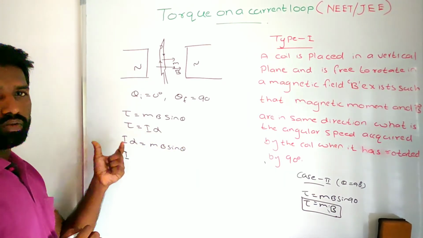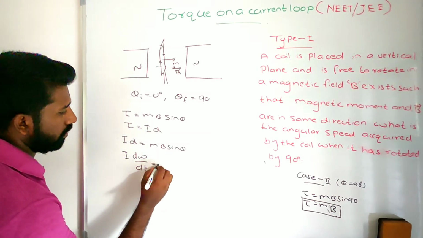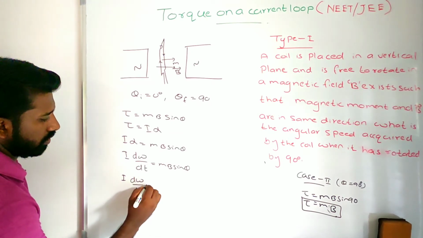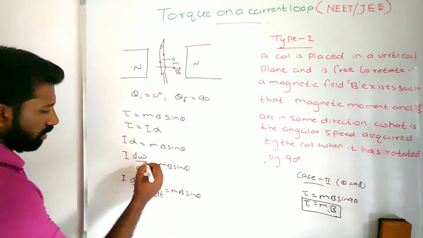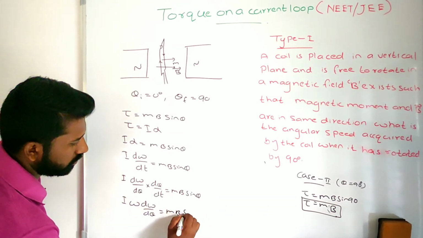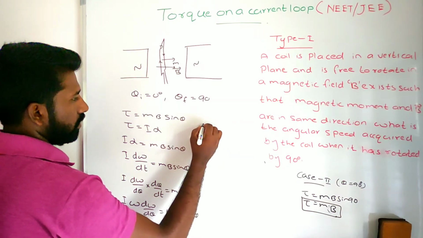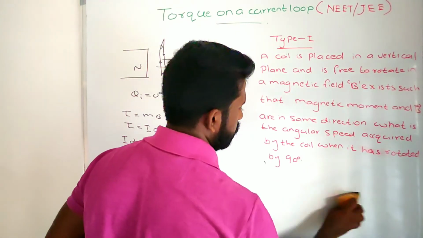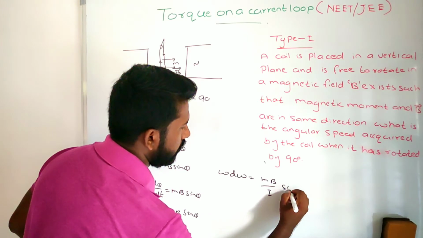What about alpha? Angular acceleration is equal to d omega by dt, that is the rate of change of angular speed. Then mB sine theta. This I can write like this: d omega by d theta into d theta by dt is equal to mB sine theta. What about d theta by dt? This is the angular speed, that is omega. So omega into d omega by d theta is equal to mB sine theta by I. Okay, this I will bring to this side, it becomes division, and d theta goes to this side, becoming multiplication. So I'll get omega d omega is equal to mB by I sine theta d theta.